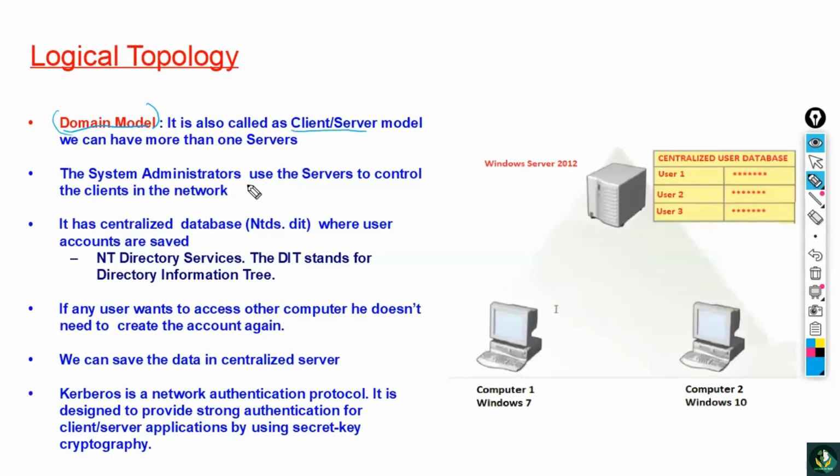The system administrators use servers to control the clients in the network. So the system administrator will use this server. Let us say we have one server and two clients here. The system administrator will control these two clients from this server. And it has a centralized database, ntds.dit, where the user accounts are saved. So this server has the centralized database.